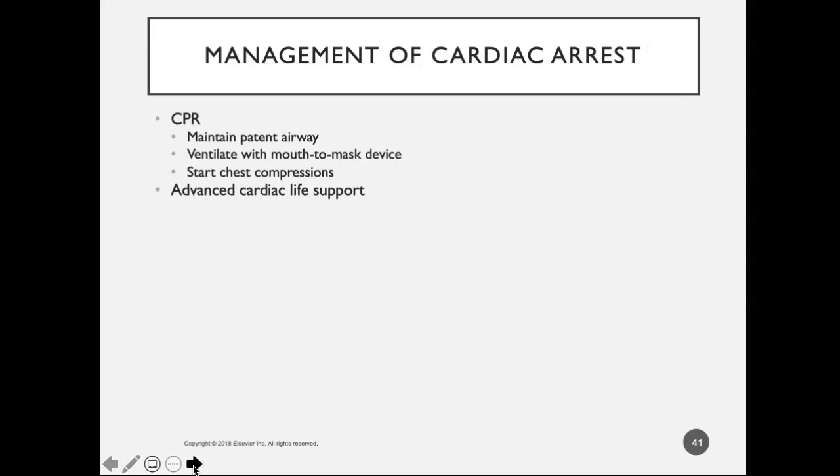In the hospitals, a lot of hospitals are now requiring advanced cardiac life support. I was an ACLS instructor for many years. I just let my instructor card go in the last year. So if you have any questions about that, please don't hesitate to reach out to me.